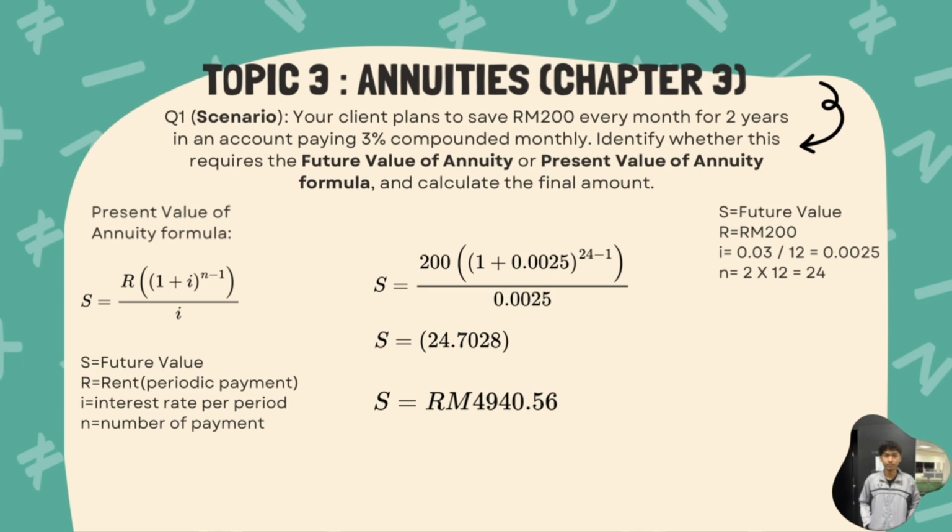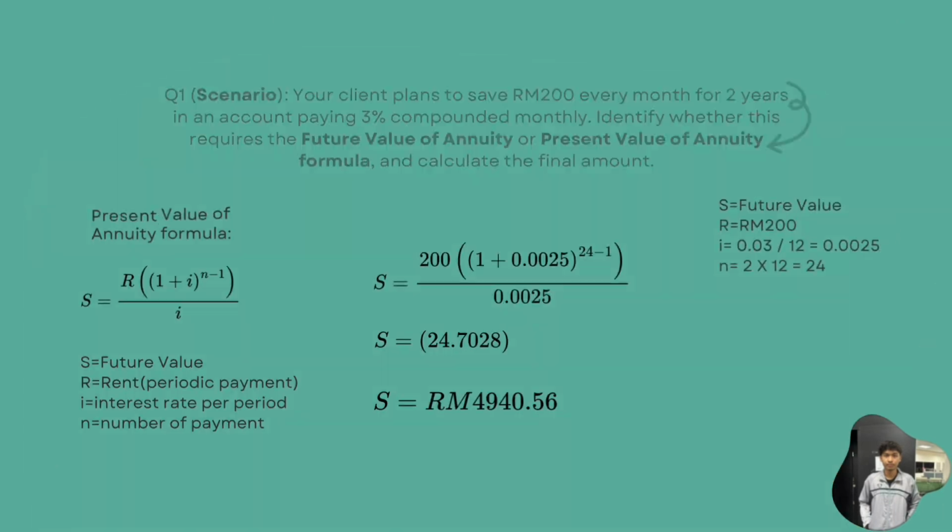After calculating, we get 24.7028. Then multiply by the payment amount, which gives the final answer 4,940 ringgit and 56 cents.